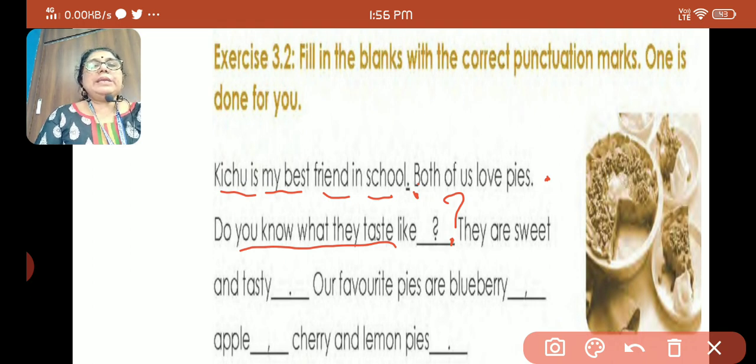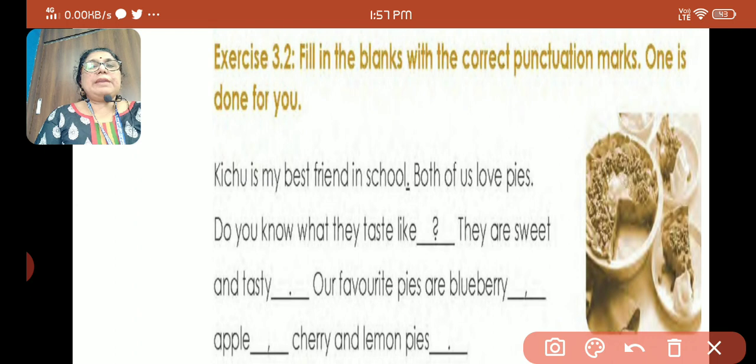They are sweet and tasty. Full stop. So again we end the sentence with a full stop. Our favorite pies are blueberry. Blueberry, we put a comma. Then what is the next one? Apple. After that comma. Cherry and lemon pies. Full stop. We end it with a full stop.